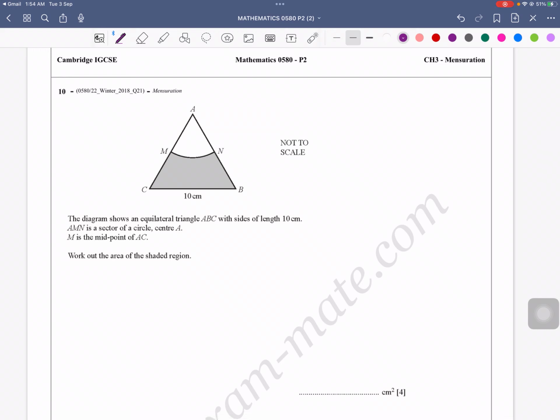This is an equilateral triangle. An equilateral triangle means all the lengths for this particular triangle are similar, right? So this is 10, this is 10 as well, right? And because the lengths are equal, all the angles are equal as well. So this is 60.